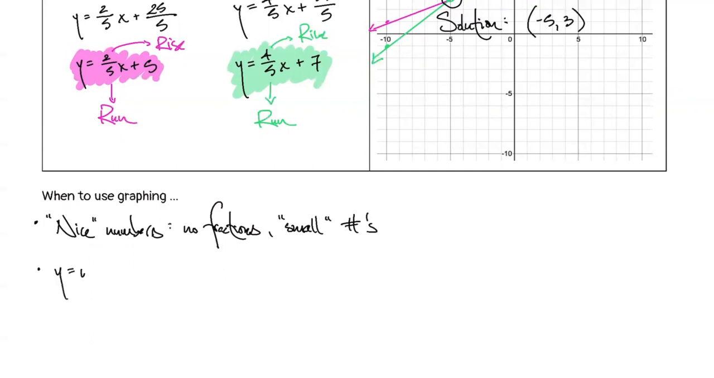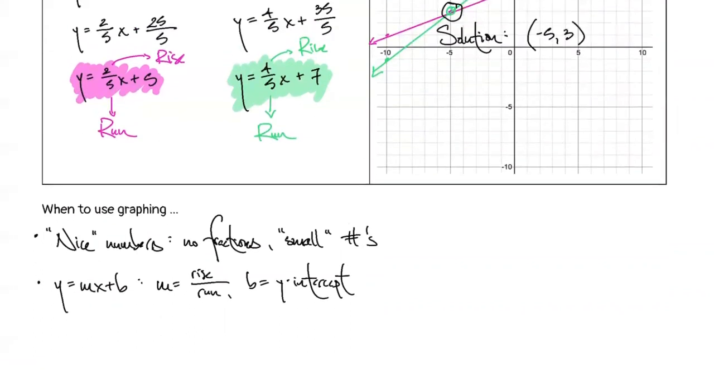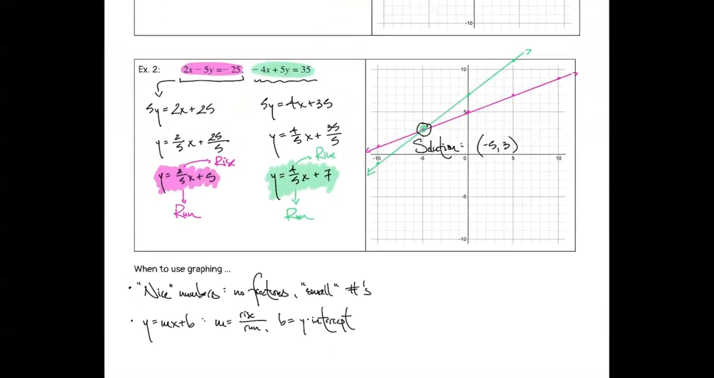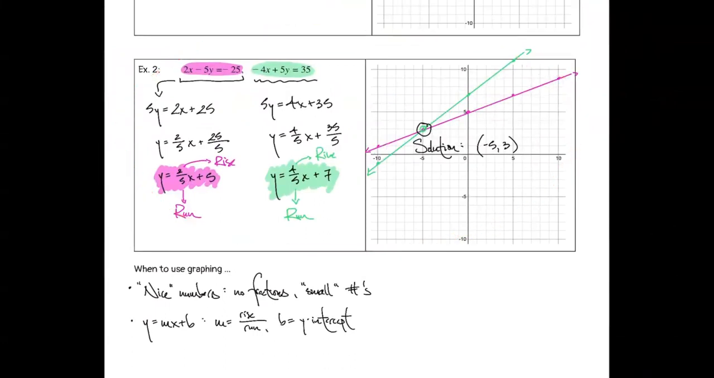I like that we're thinking y equals mx plus b, and noticing that m is our rise over run, and our b is our y-intercept. But either way, a good skill to know and a good skill to be able to rely on, to be able to do it accurately and efficiently will definitely help set us up for success. Okay.